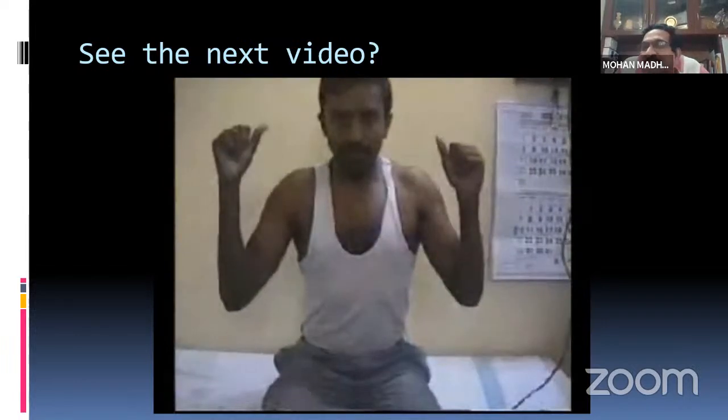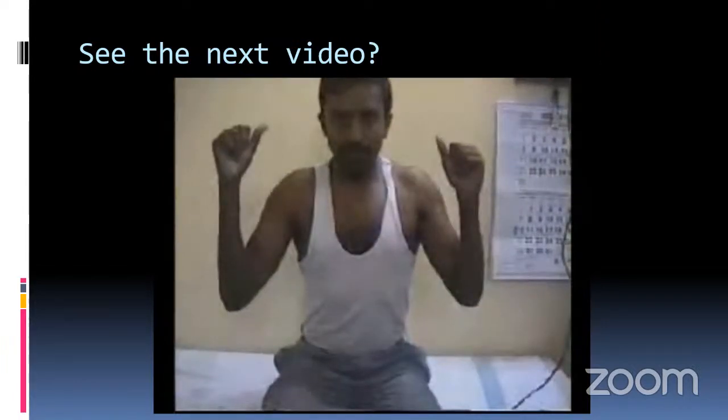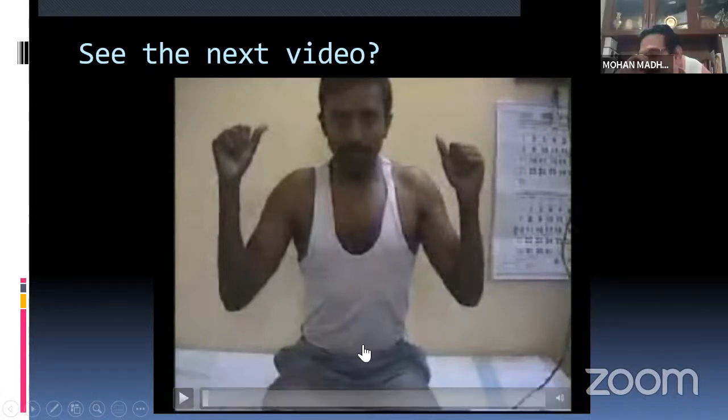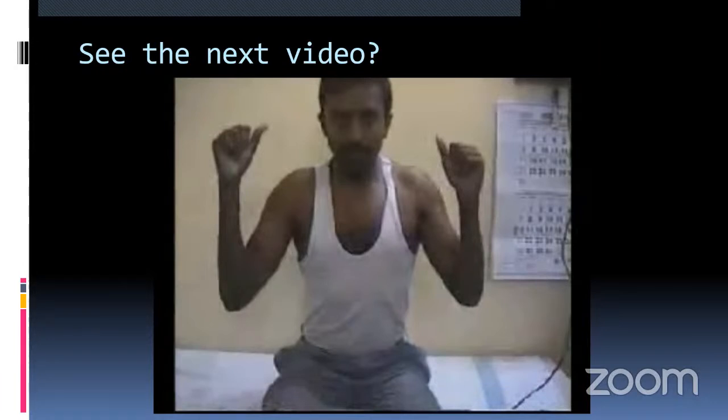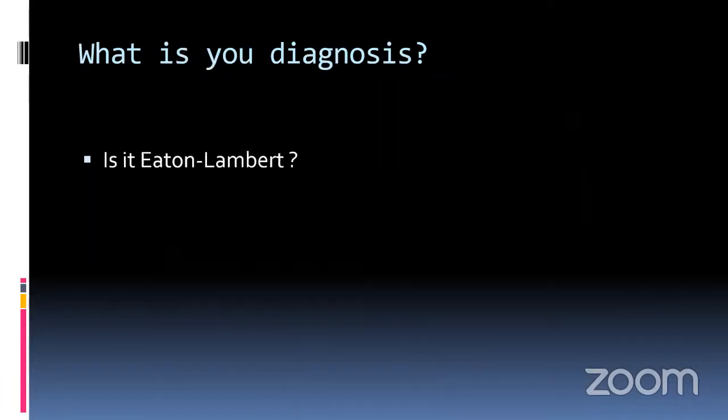What is this phenomenon? Warm up phenomenon. It's called a warm up phenomenon. Exactly correct. This is typical of myotonia. And what is the other condition which produces warm up phenomenon, where power improves with exercise? LEMS. Correct. In myopathies also there will be something like a second wind phenomenon.